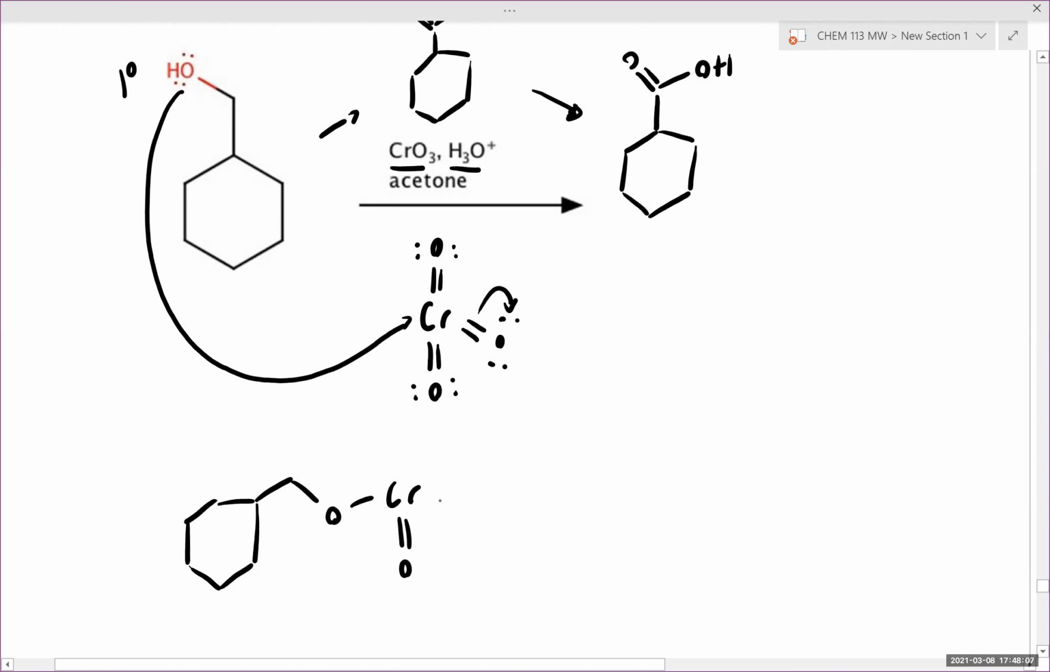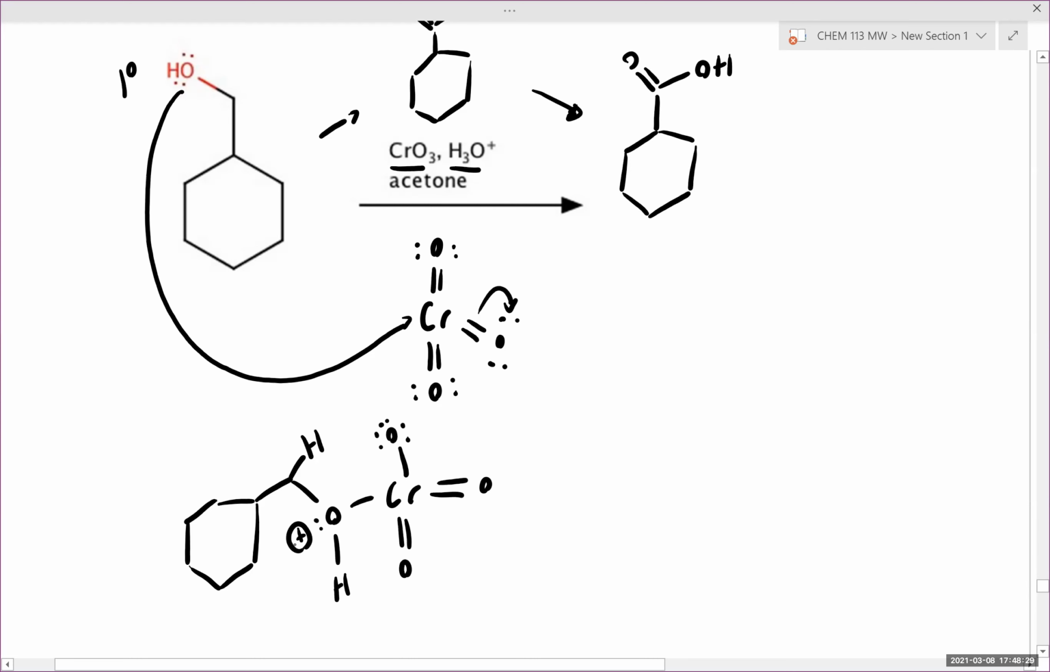Now, from here, it wouldn't quite be correct to draw the oxidation step as an intramolecular process. So we have this protonated species.